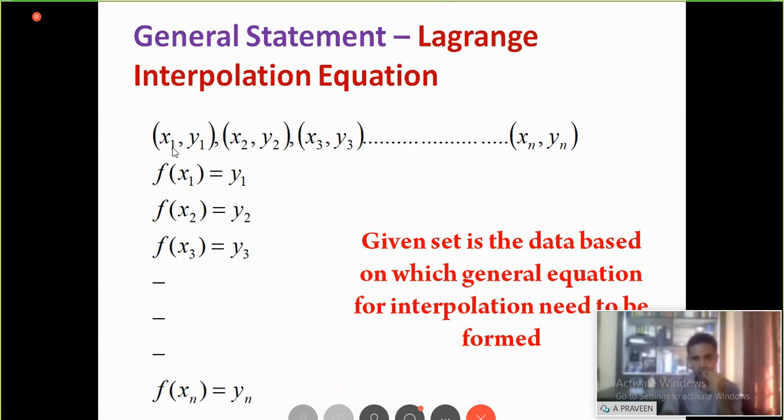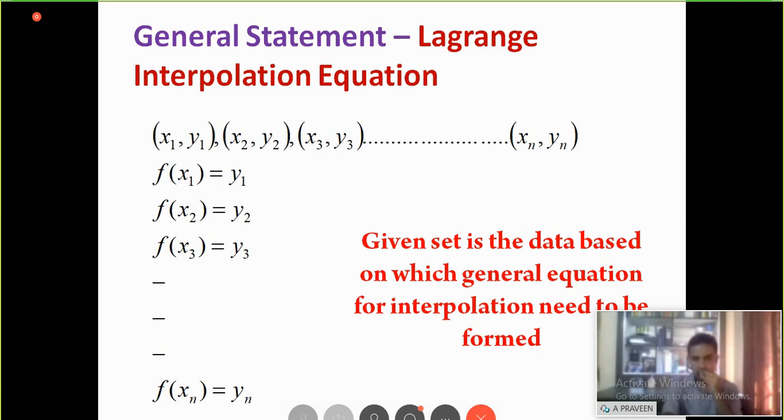See here, x1, y1. It's a set. You have an x-value and correspondingly another y-value. Another data set, x2, y2. You have a third data set, x3, y3. And it goes on. You have xn, yn. So you have n paired sets which are plotted, and we need to evolve something between them. How can you get this value? That's what the whole idea is.